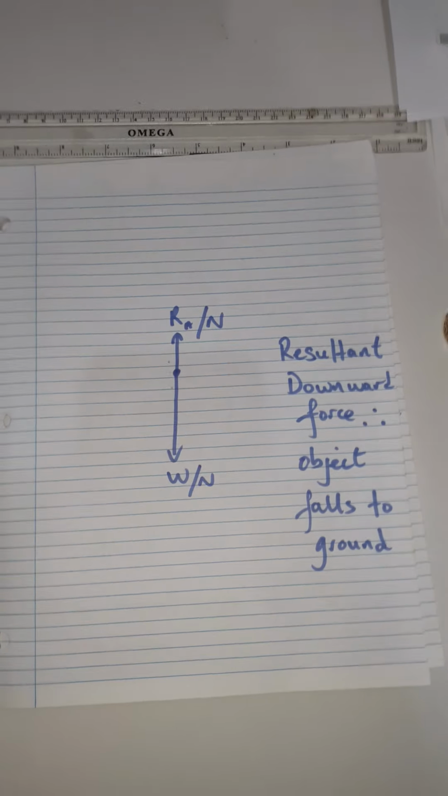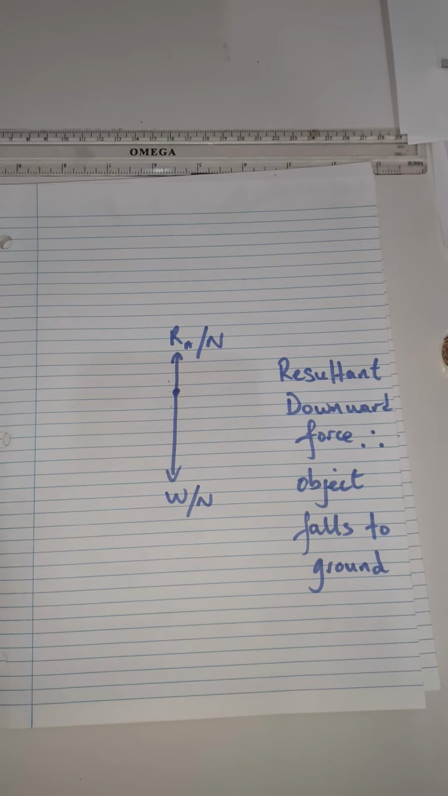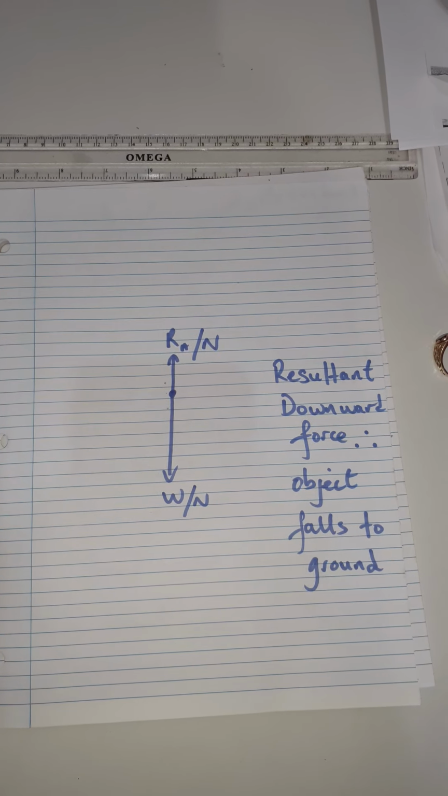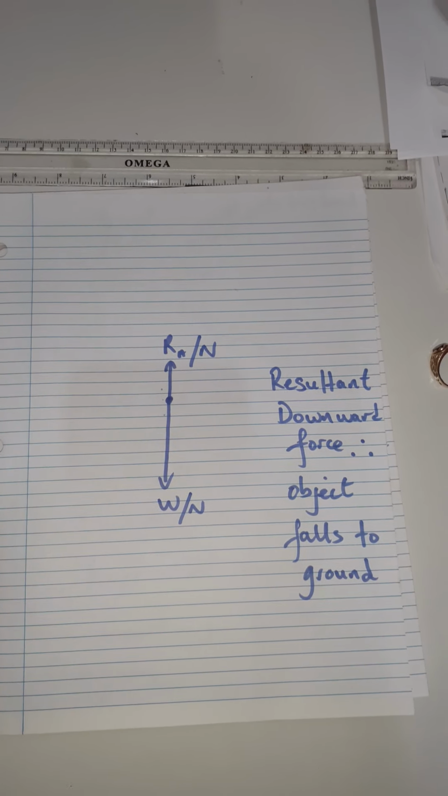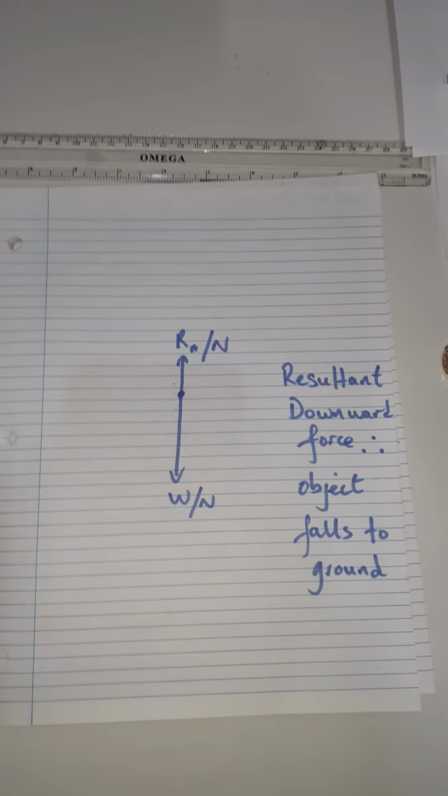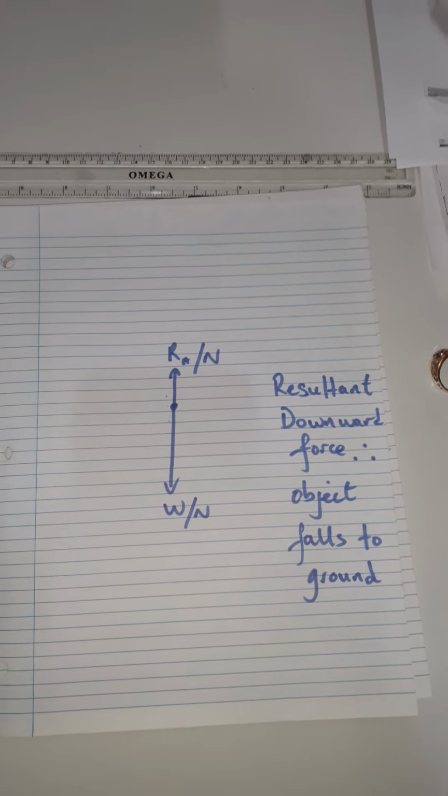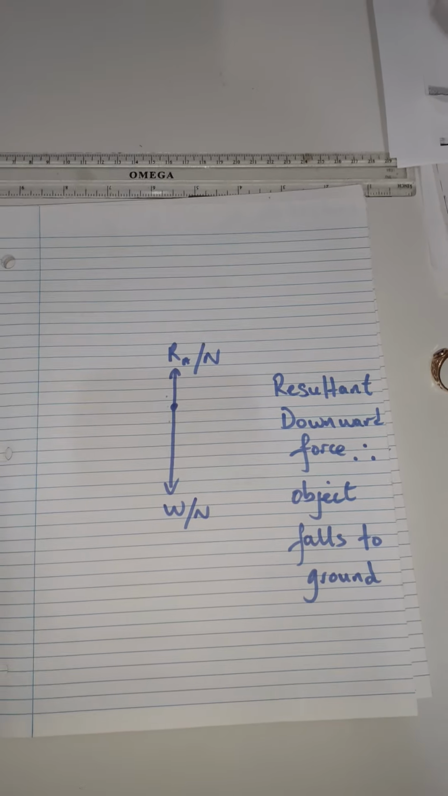So that same parachute situation can be redrawn like this, where the resistance due to the air, that's R subscript A, which is measured in newtons, it's a force, is acting upwards while the weight is acting downwards. The resultant force is a downward force, and the object will then fall to the ground.